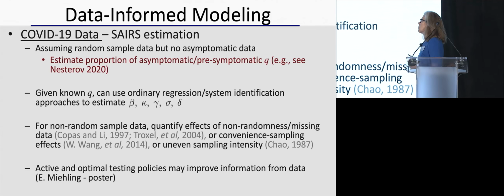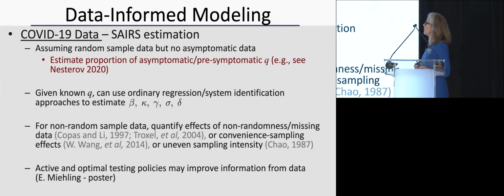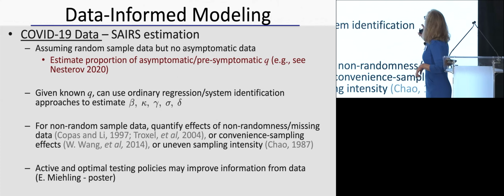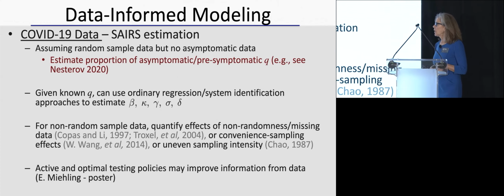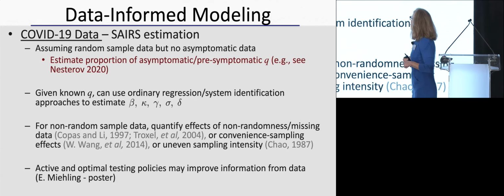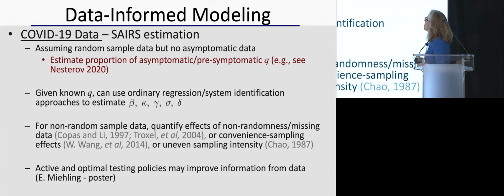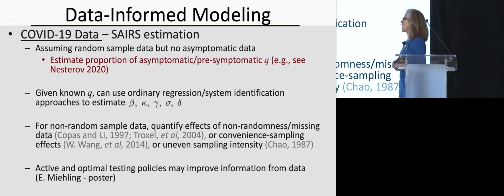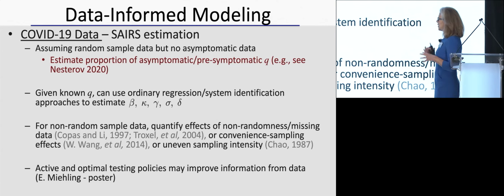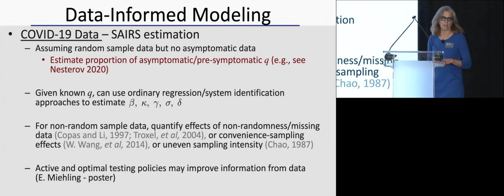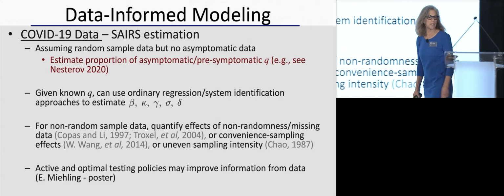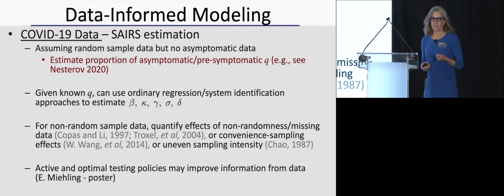So assuming that we have a somewhat random sample, but we don't actually have direct asymptomatic data, we can estimate the proportion of the asymptomatic. And Nesterov proposed a pretty straightforward method early on in the pandemic, and we've used that to estimate the proportion of asymptomatic. It's really pre-symptomatic. But once we know that proportion, Q, we can actually estimate some subset of the rest of our model parameters just using ordinary regression or system identification approaches. We still really can't estimate delta at this point. That is the rate at which we lose immunity.